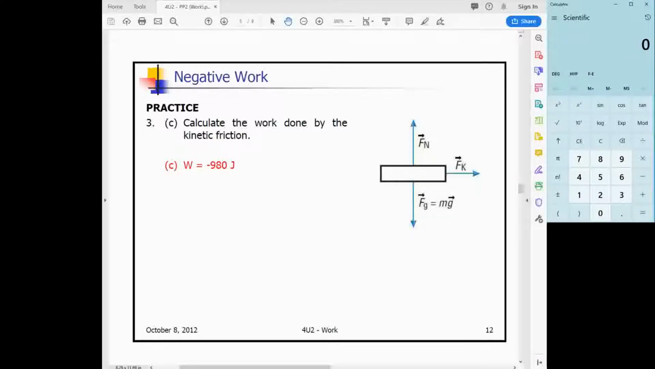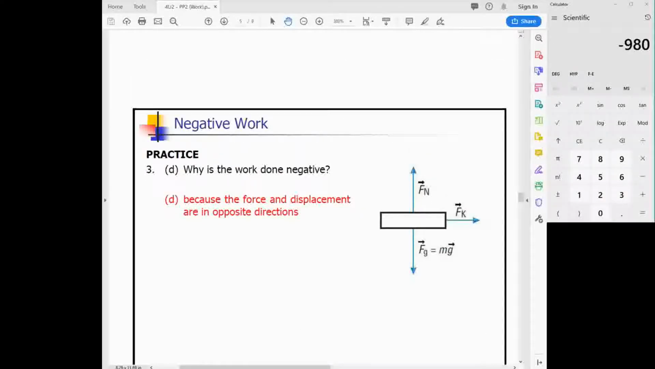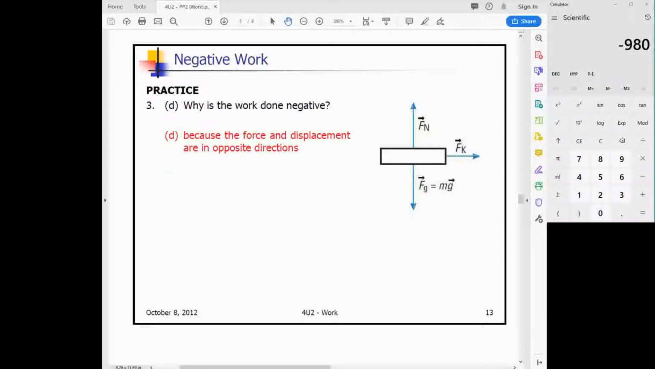We could have also done this the other way. The sled slides 10 meters, and we can multiply that by a negative 98 newton force, because that's in the opposite direction of the motion. We get negative 980 joules. So why is that work negative? It's because the force and the displacement are in opposite directions. Simple as that.